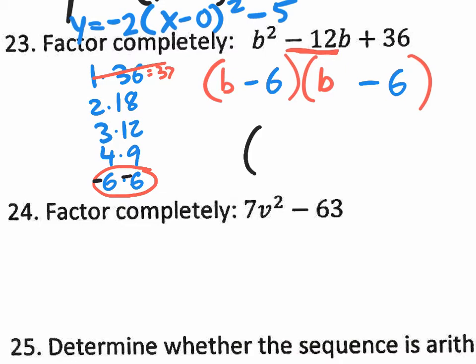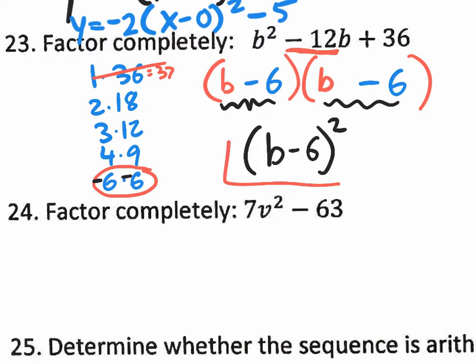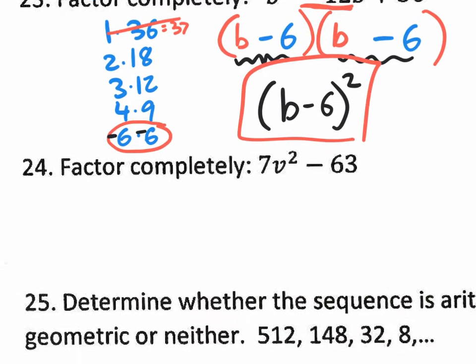They might present the answer as b minus 6 squared. Since it's the same exact binomial written twice, they might write it as that binomial, b minus 6 in parentheses, to the second power. And this is factored completely. I hope that makes sense to you guys. Let's move on to 24.